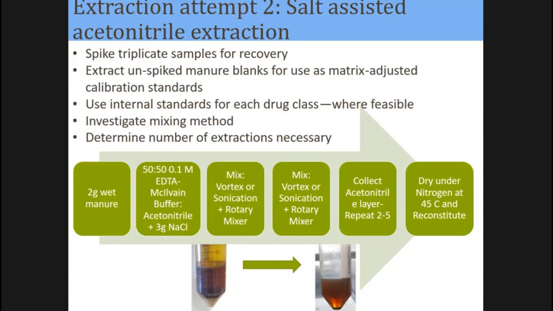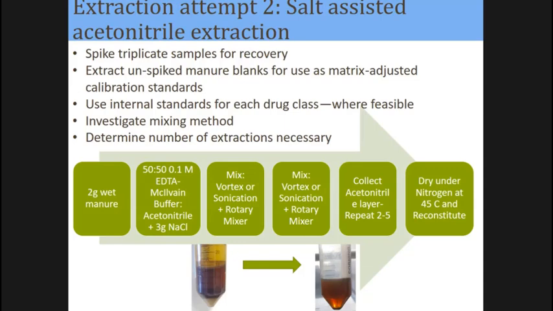And so this method was done by a researcher out of Turkey, Karaka et al. She basically took 2 grams of manure pellet and added an organic solvent, which is the solvent that antibiotics like to be in. And then also added a 0.1 molar EDTA McIlvaine buffer. So McIlvaine is a phosphate citric acid buffer. And so this is all at a pH of 3. And so at a pH of 3, a lot of your antibiotics are not charged. And so they are more favorable to being extracted from manures into an organic solvent.